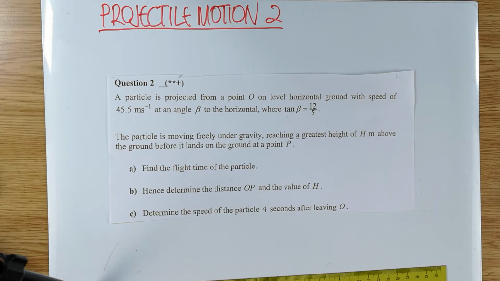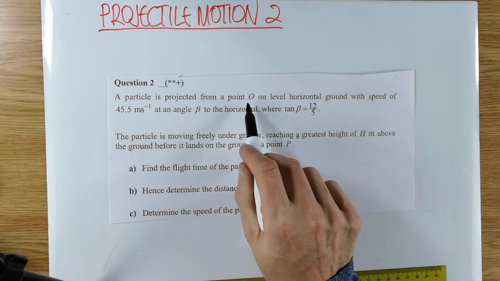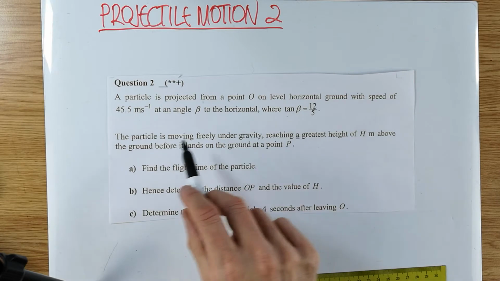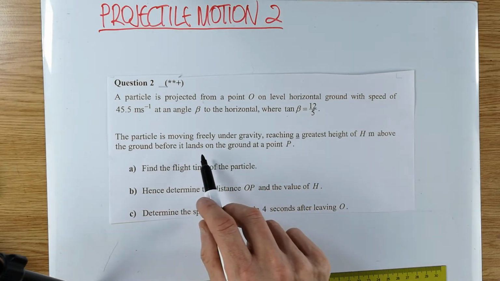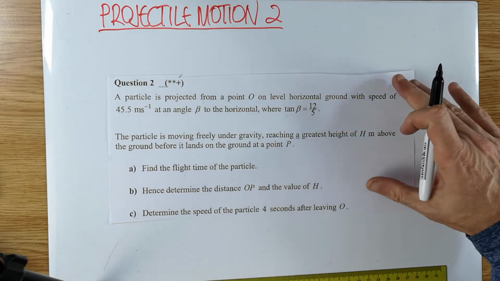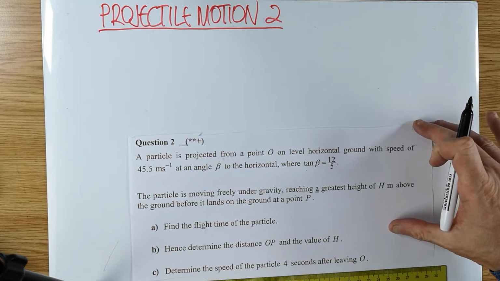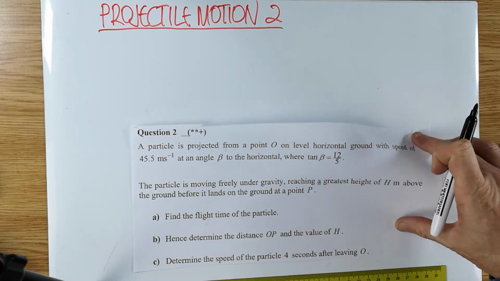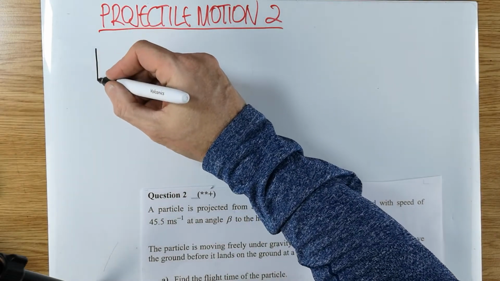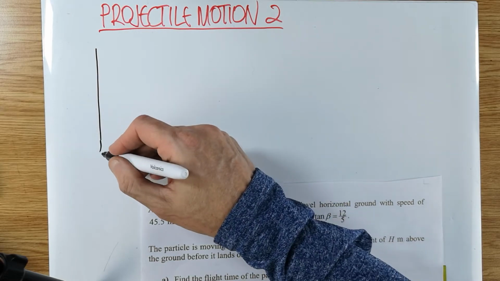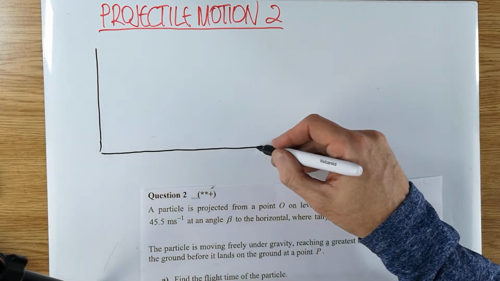The next thing, is it ground to ground, or is it from a height, let's say the top of a cliff projection? So here, projected from point O, reaching a greatest height, before it lands on the ground at the point P. So it's a ground to ground projection. For something like this, what I will be doing is a standard diagram. It's an XY plane diagram, which looks something like this.